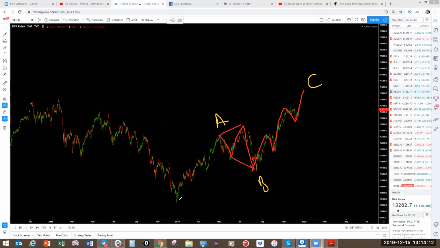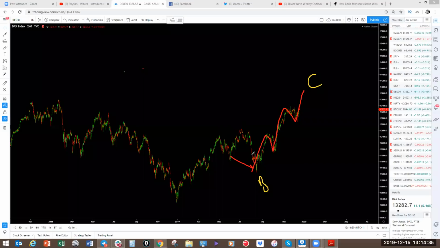My mouse is getting skew here. 1, 2. This cannot be correct. Wave 3 cannot be the smallest of the waves. Let's just have a look here quickly. This is not going to be an expanding flat there. Your A is going to be this one here.